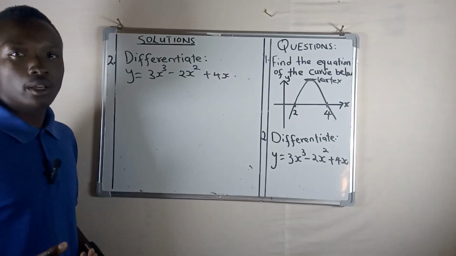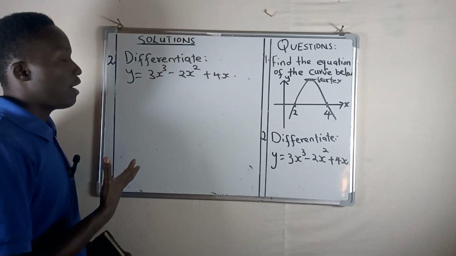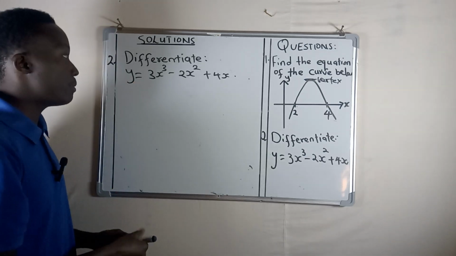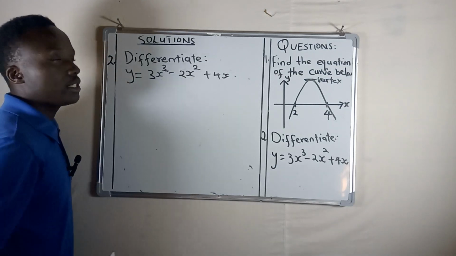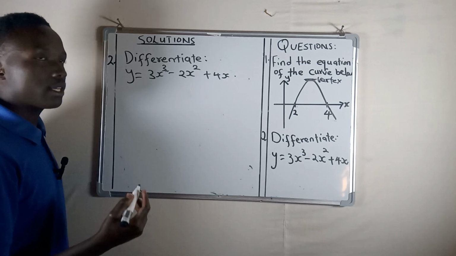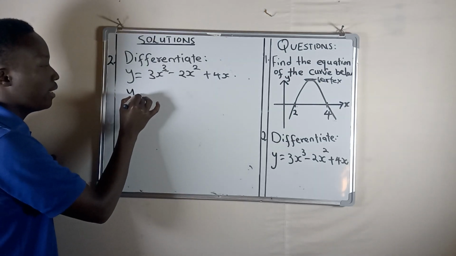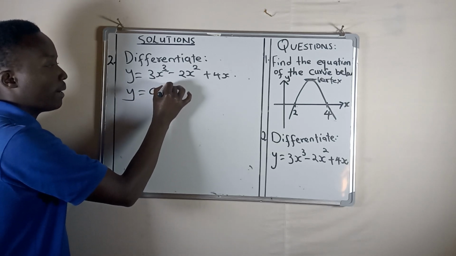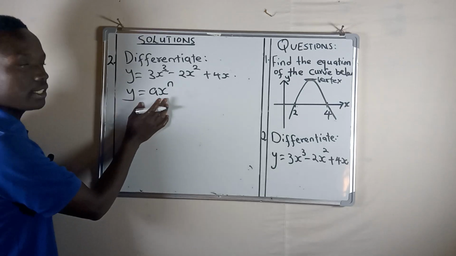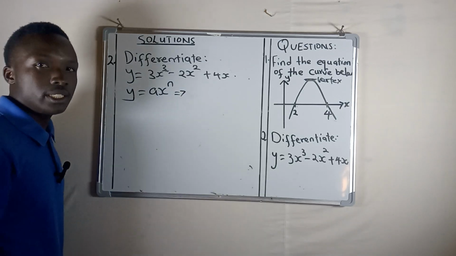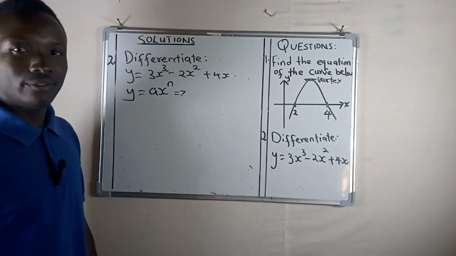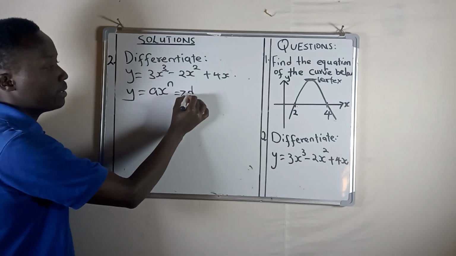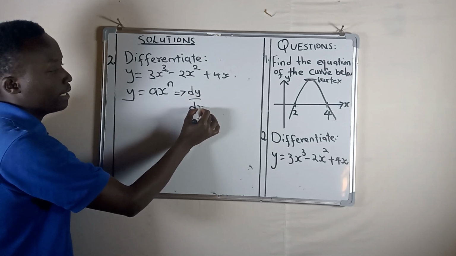So how do we go about differentiating a function? If you check well, this is a cubic function, and the reason it's a cubic function is because the highest degree is power 3. So how do we differentiate? Given a function in the form y is equal to ax to power n, when you are told to differentiate, differentiating simply means finding the derivative of this function. And when you find the derivative of this function, it is going to be dy over dx.